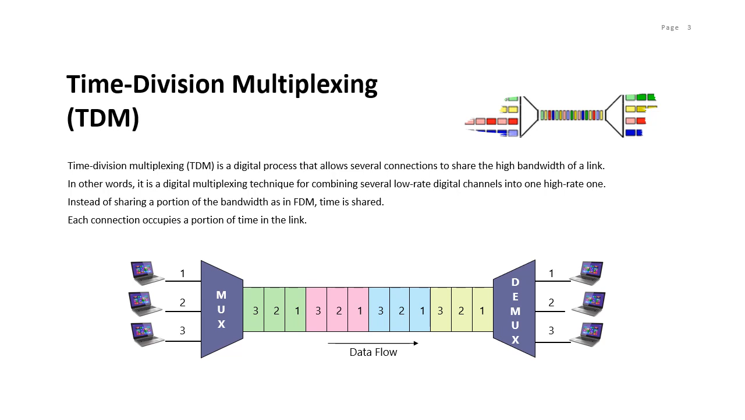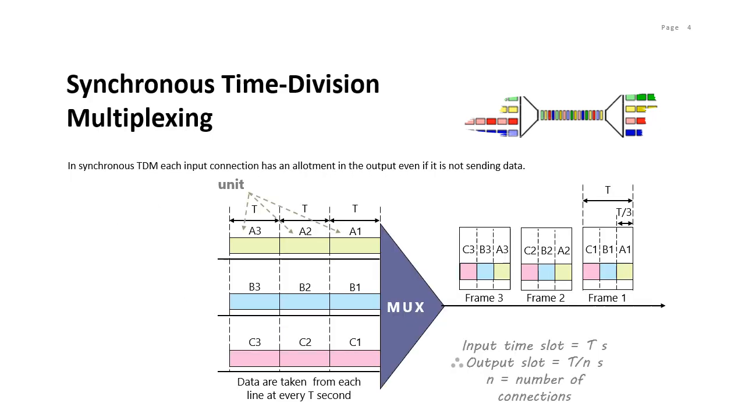TDM is a digital process that allows several connections to share the high bandwidth of a link. Each connection occupies a portion of the time in the link. Note that the link is sectioned by time rather than by frequency, where the portions of signals 1, 2, and 3 occupy the link sequentially. We can divide TDM into two different schemes, synchronous and statistical.